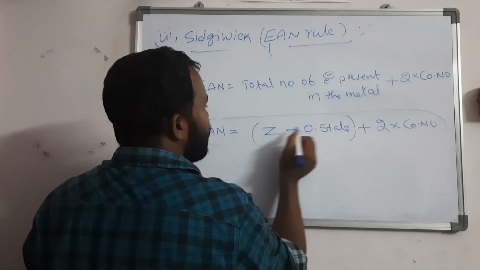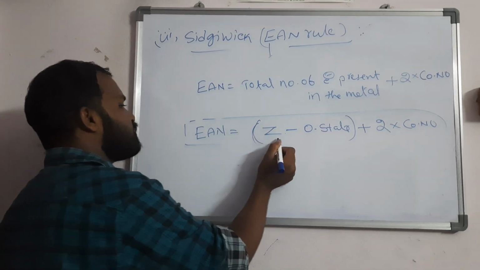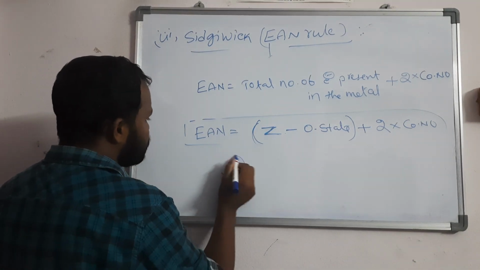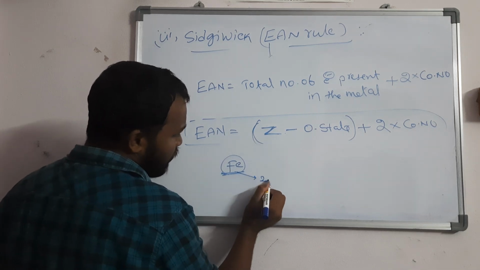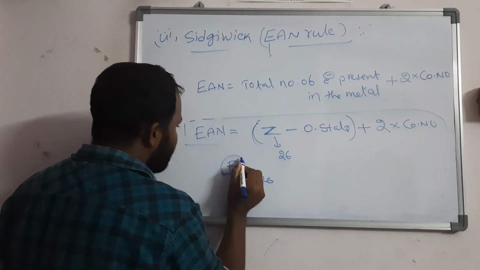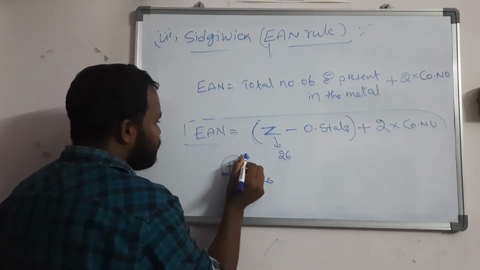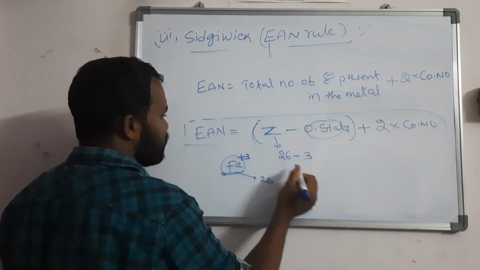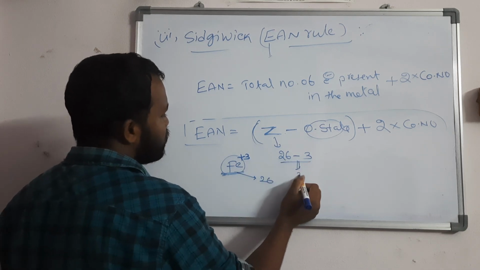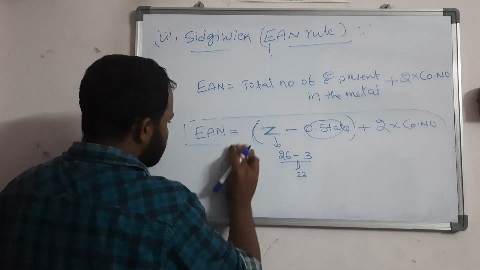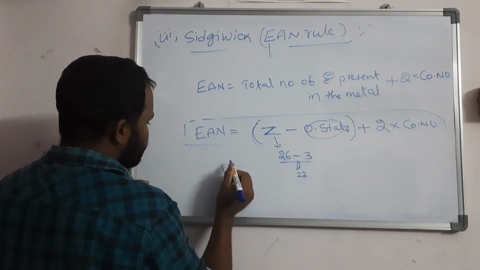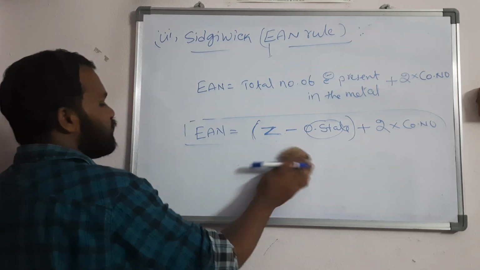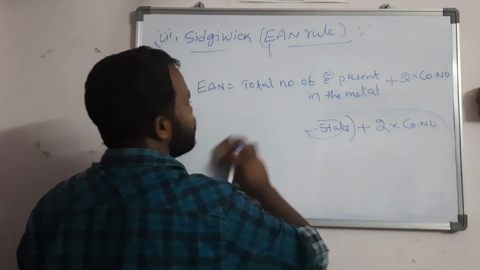What does Z minus oxidation state mean? Z is the atomic number. For example, iron has atomic number 26, so Z is 26. If it is iron plus 3, it means loss of 3 electrons; the oxidation state is plus 3, so 26 minus 3 gives 23. If there is a minus charge, for example minus 1, we add it. In most cases in metals we get only plus oxidation states.